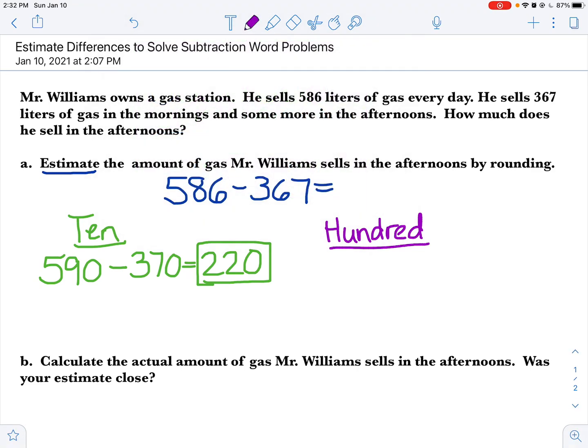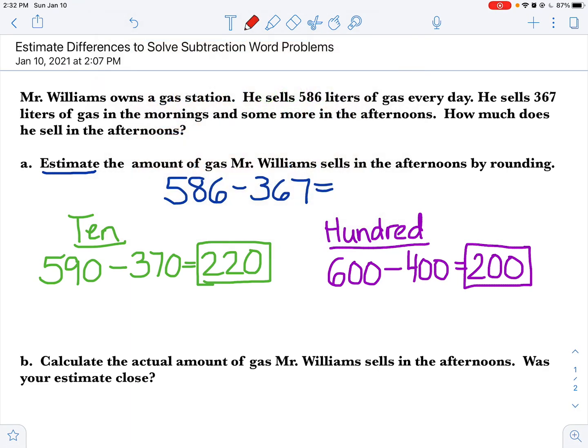Now let's take a look at when we round to the nearest 100. If I take 586 and round that to the nearest 100, I get 900, not 900, I was thinking of the 8 rounding up. It's 600, right? Closest to 600, not 500. And if I subtract 367 rounded to the nearest 100, well, I'm going to round up because it's 60, so that's going up to the next 100, so minus 400. So 600 minus 400 is 200. So my estimate when I round to the nearest 100 is 200.